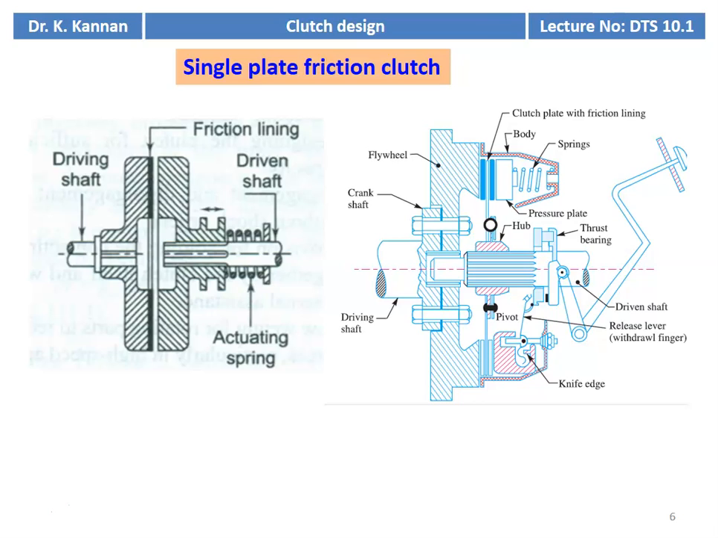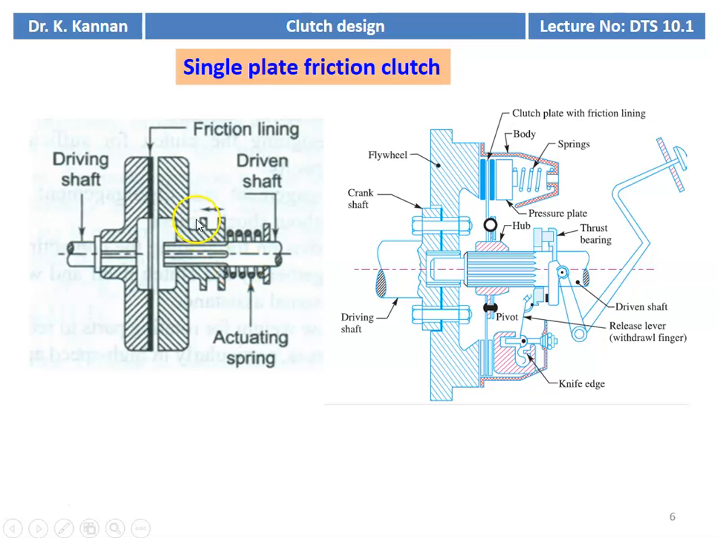And the single plate friction clutch. So this is the diagram of the single plate friction clutch. We have a driving shaft where this member is permanent, and we have a friction lining, and this is the driven shaft which can be shifted and moved axially against the actuating spring. So when the spring force acts, the spring will make this plate come in contact with the friction lining.